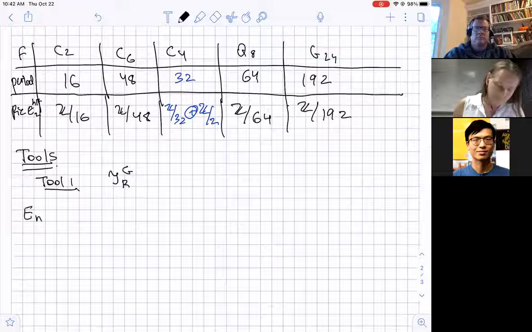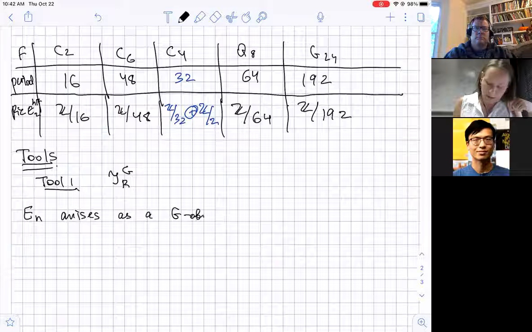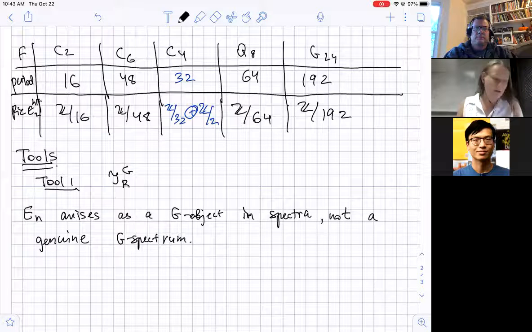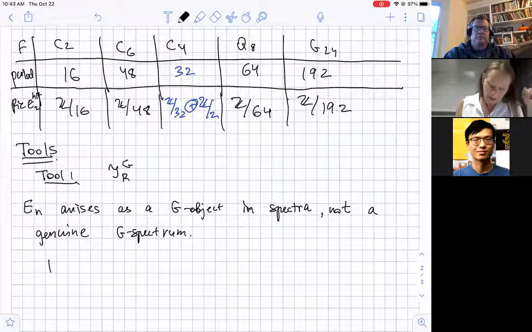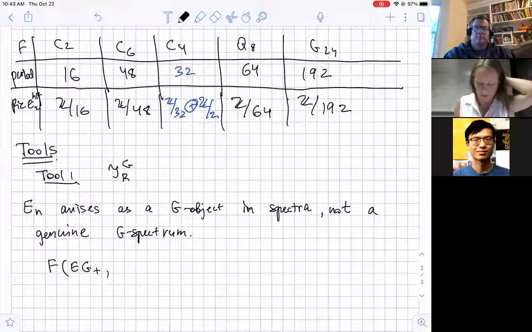So the Morava E-theory arises naturally as a G object in spectra. Okay, not a genuine G spectrum. But as I said, I would like to use equivariant homotopy theory. So we have to fix this, and there is a homotopically meaningful way to fix that, which is given by something called co-free localization. Okay, so we consider a functor.